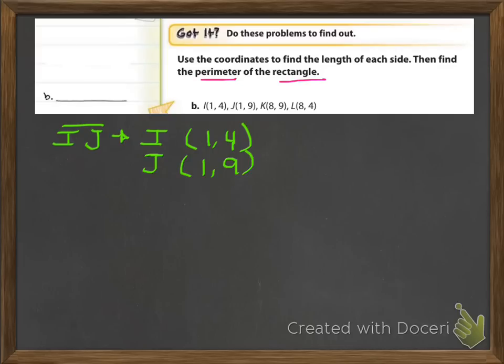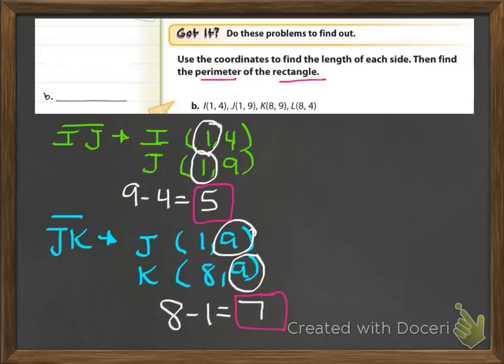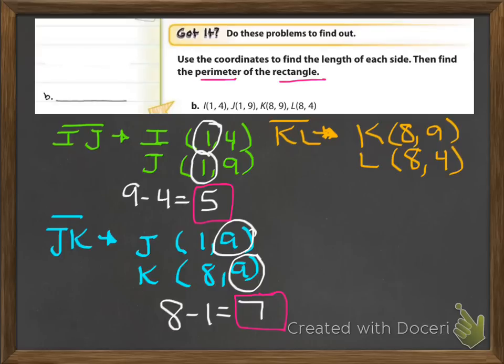So once you get really familiar with how to work through these, you can go ahead and feel comfortable doing that. So let's go ahead and go from here. Right, so now we're going to look at points KL. You have K, which is 8, 9, and L, which is 8, 4. Then you're going to circle those 8's because that's what's common, and then you're going to find the difference between 9 and 4, which is 5.